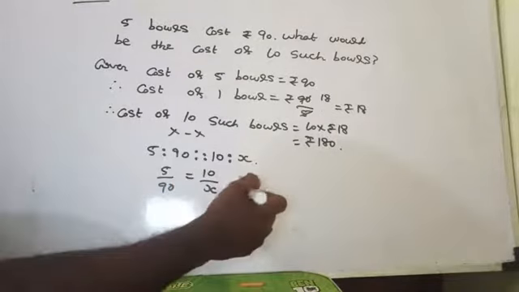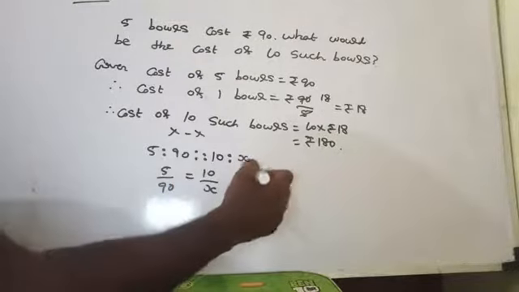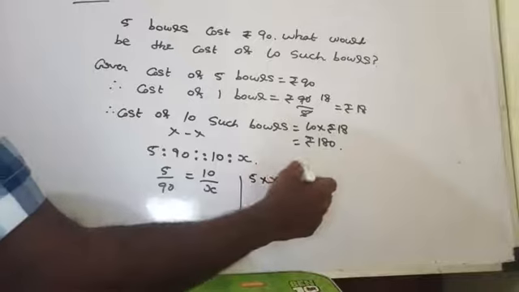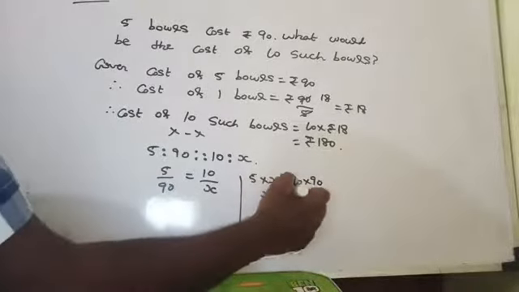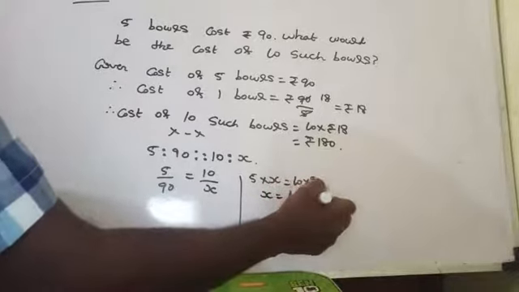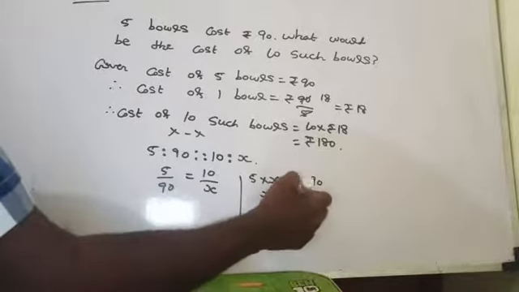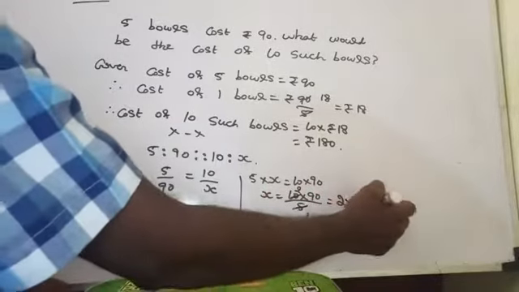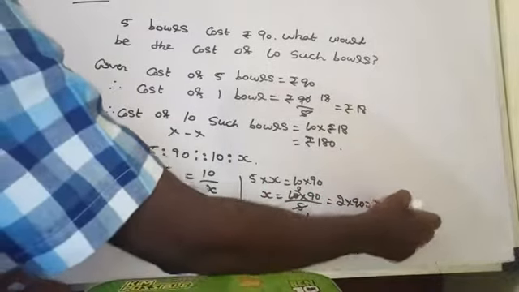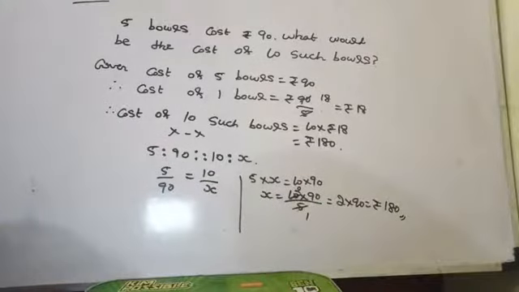It's very simple. Already you learned. Cross multiply it. 5 into x is equal to 10 into 90. Then x is equal to 10 into 90 by 5. 1 five is 5, 2 fives are 10. So 2 into 90, which is equal to rupees 180. So either you can do it in the unitary method, otherwise you can use the proportion method. Are you getting there?